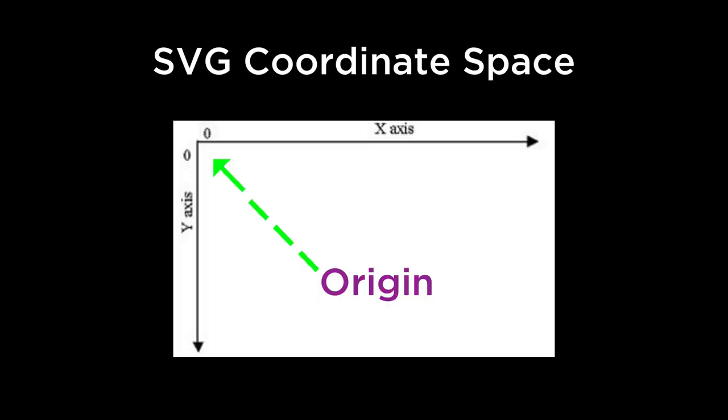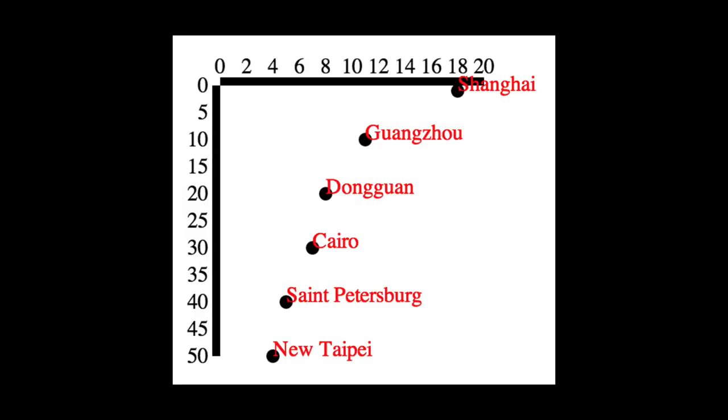For now, we will stay in the SVG coordinate space. So if rank should be the y-axis and population should be the x-axis, then what kind of line should we get? When we are done building the data visualization, this is what it will look like. Shanghai will be at the top right, while New Taipei will be at the bottom left. Let's go over the steps before we do it in the JavaScript console.